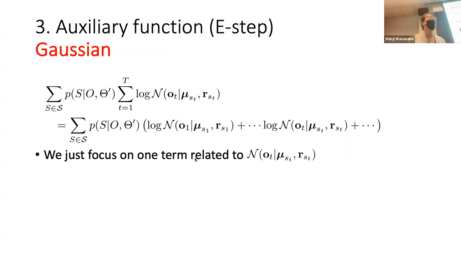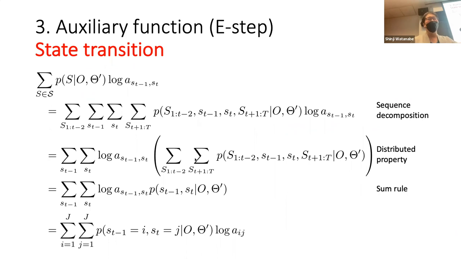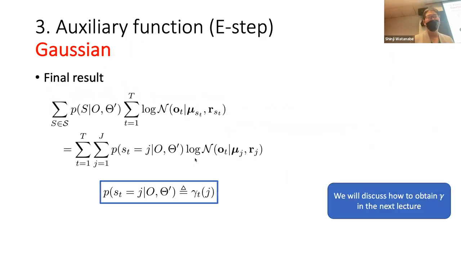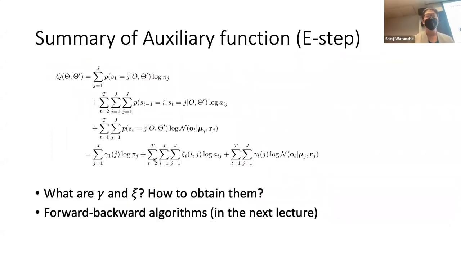The last one is Gaussian. And actually, this is the homework. So please enjoy the equation. Just want to mention that this is exactly the same as this way. I hope you can solve it correctly, and the result is like this. Again, we can avoid the summation over the sequence, and the result is in quite a simple form.